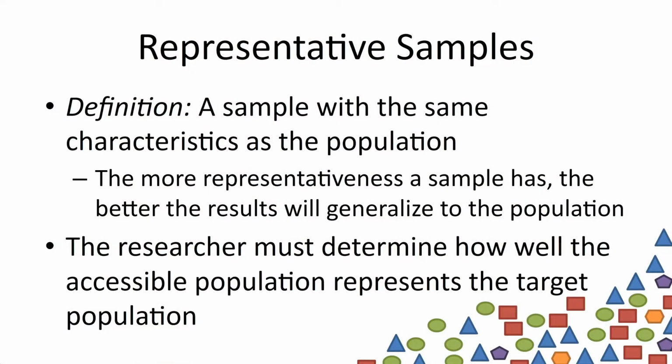So, in other words, you want to have what's called a representative sample, a sample with the same characteristics as the population. And the more representative a sample is, the better you can generalize to the population. But the real trick is trying to figure out exactly how representative your sample is. The researcher must determine how well this sample actually represents that target population.